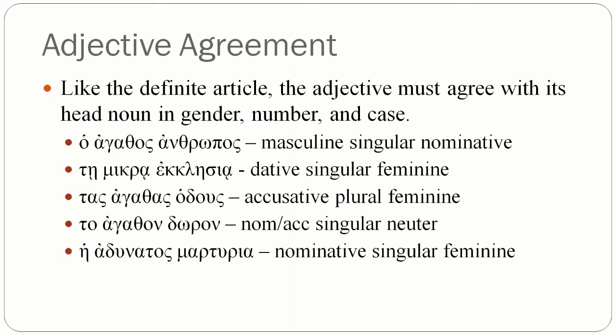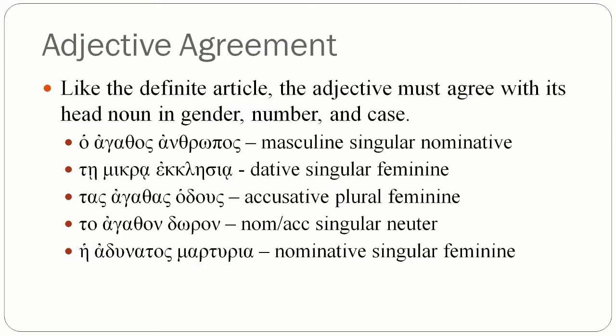This last one here, I just put on there because this is a really obnoxious example. Okay, notice that none of these endings match up. Okay, he adunatas marturia. Marturia is your head noun. This is a nominative singular feminine form.